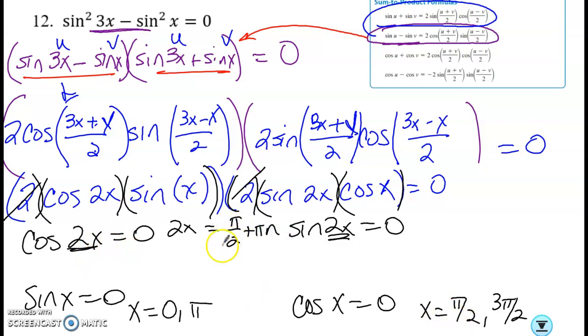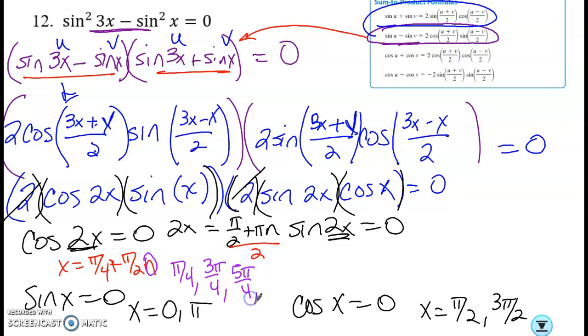Then when you divide this by 2, you get x equals pi over 4 plus pi over 2n. So when you put in your numbers for n, you start with 0, and you get pi over 4. Then if you put a 1 in here, you get pi over 4 plus pi over 2, so that's 3 pi over 4. If you put a 2 in here, you get 5 pi over 4. And if you put a 3 in here, you get 7 pi over 4. So that's where those numbers are coming from.